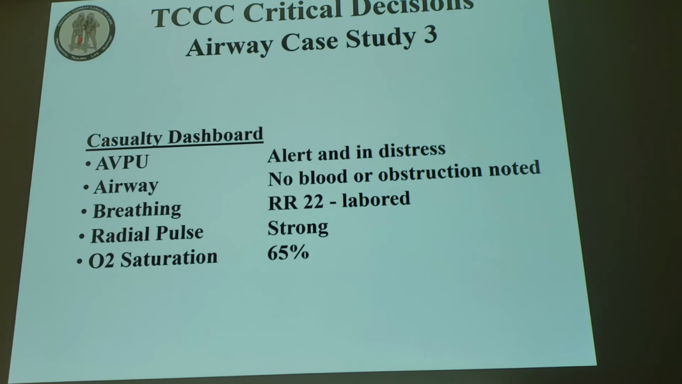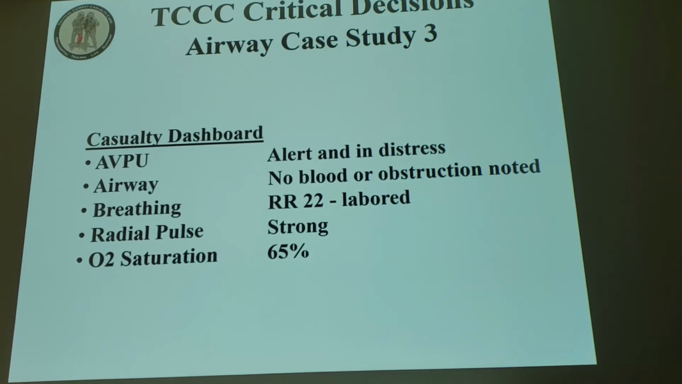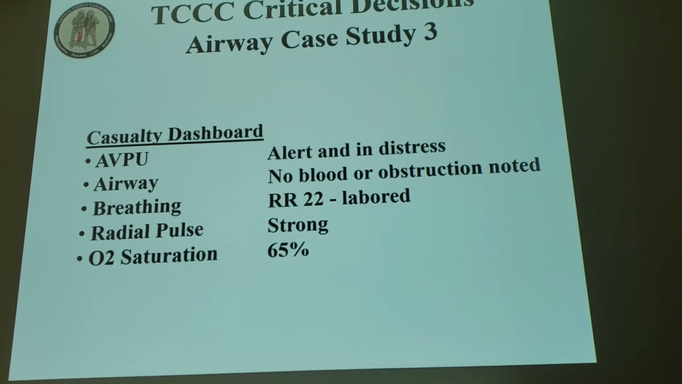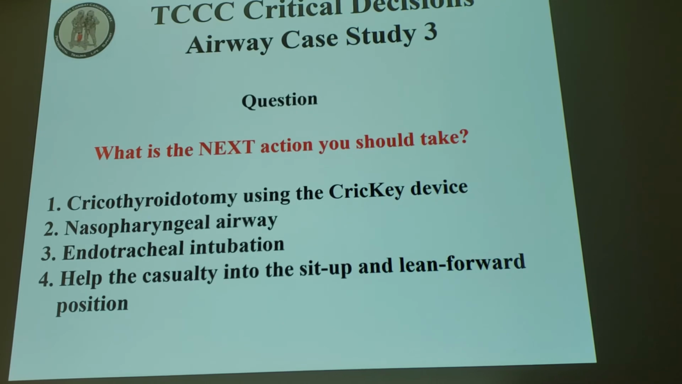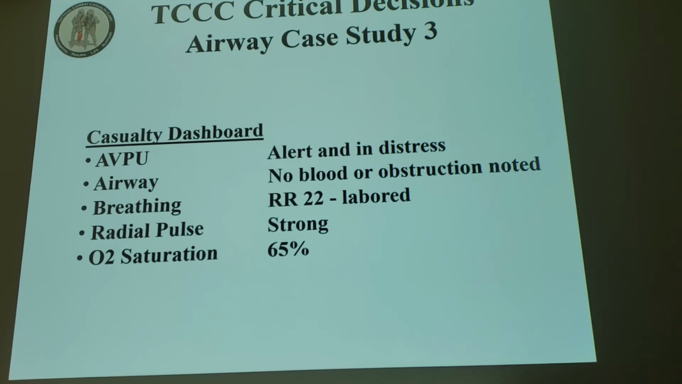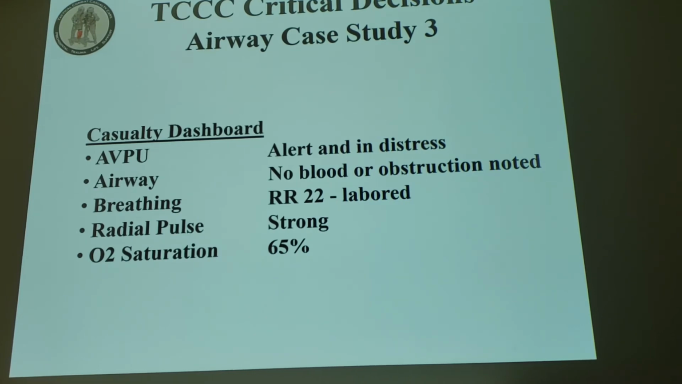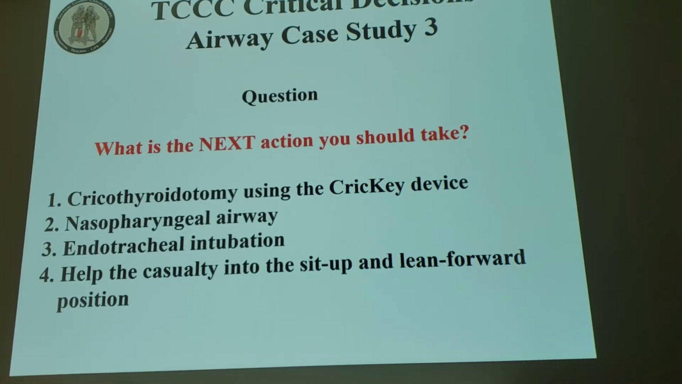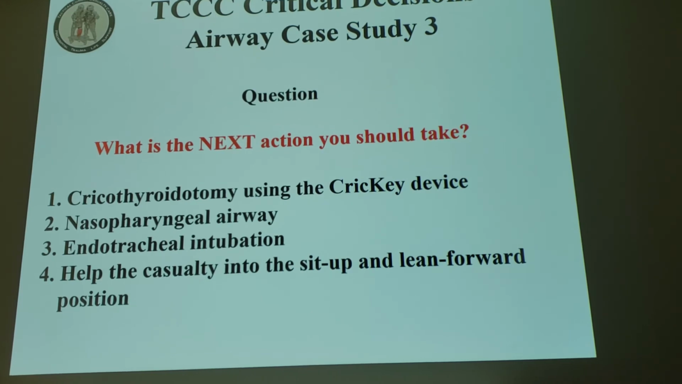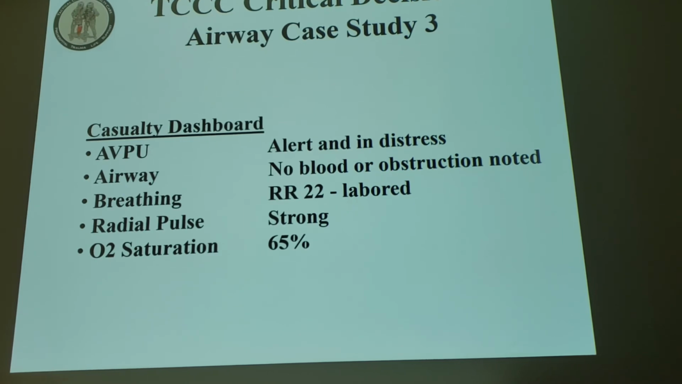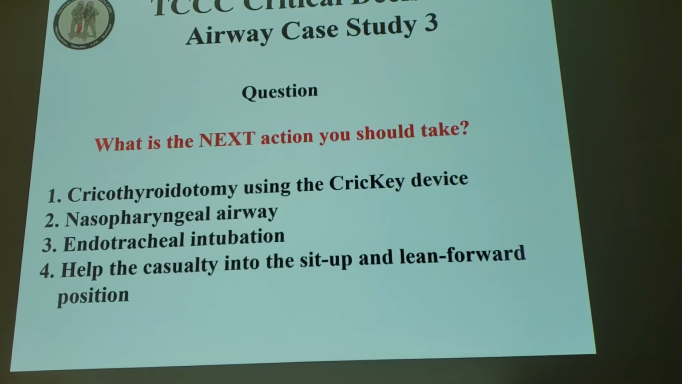Okay, so let's look at the patient. He's alert. So we're not gonna put an ET tube in him, right? Because he's not gonna like it. Most likely, depending on his occupation, he's gonna have a gag reflex and not tolerate you sticking an ET tube in there, so that's out. Okay, nasopharyngeal airway. He's alert and in distress, he's talking to you. So I'm not thinking it's necessarily an obstruction like that. Crike, he's talking to you. He's in distress. No blood or obstruction is noted in the airway. As much as I want to, I'm not so sure about that one. Help the casualty sit up and lean forward.